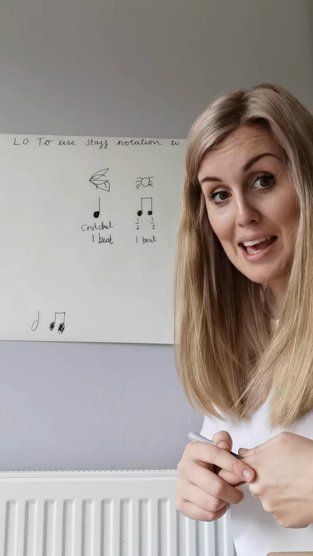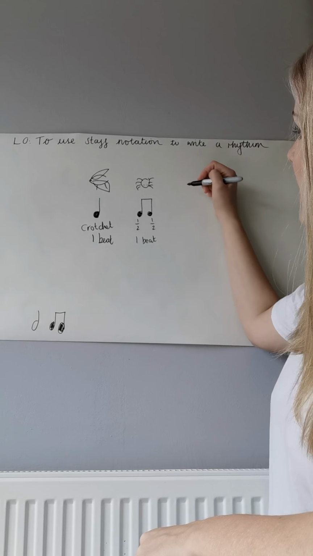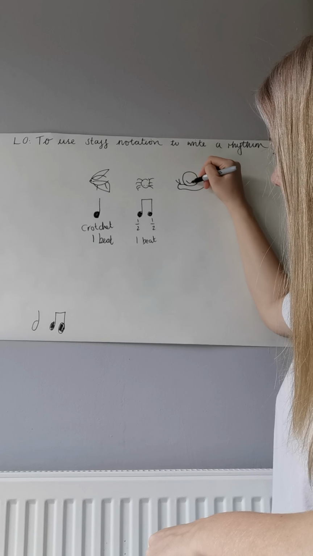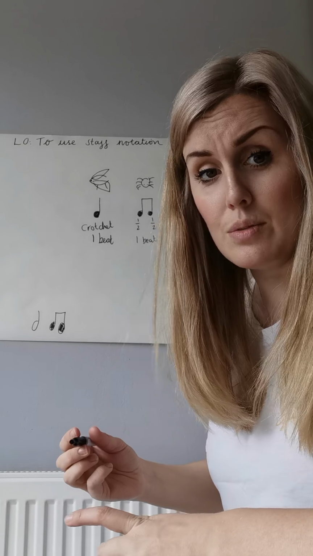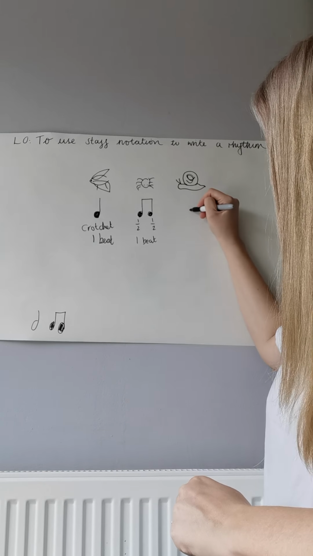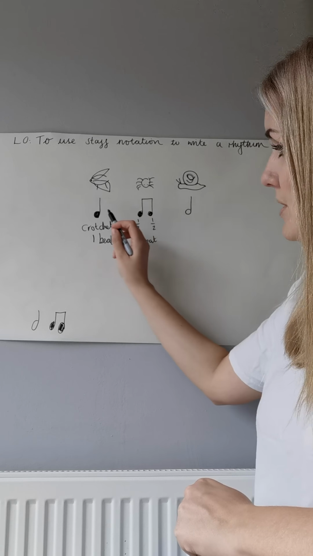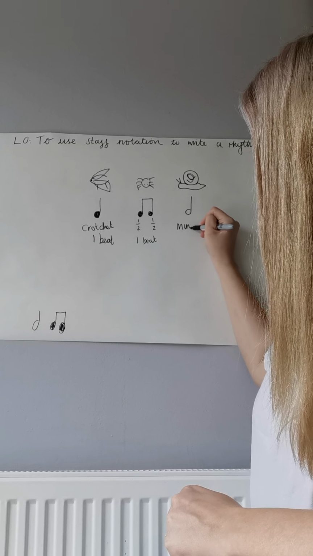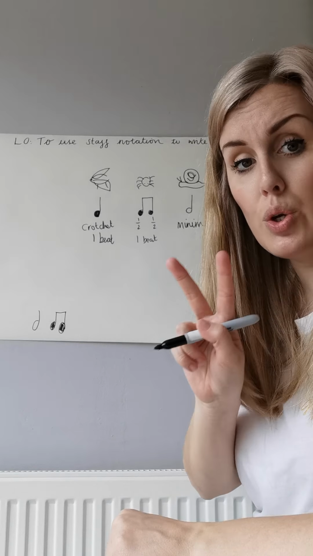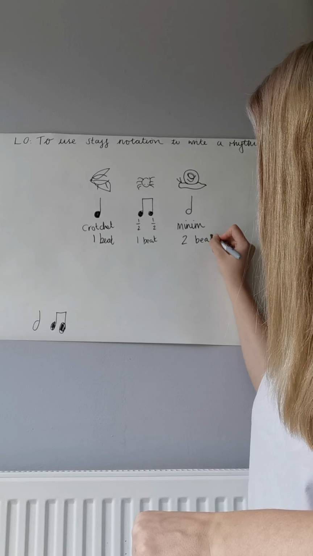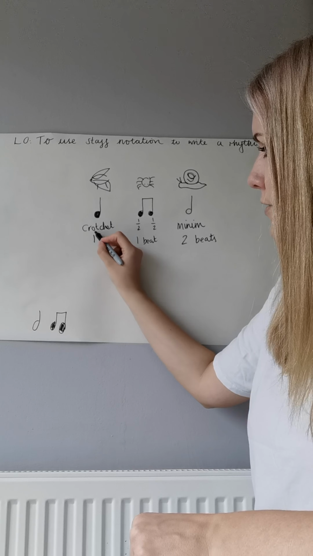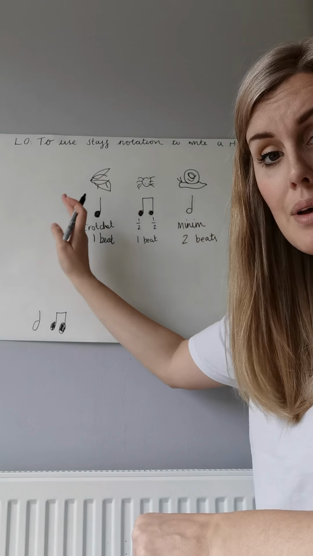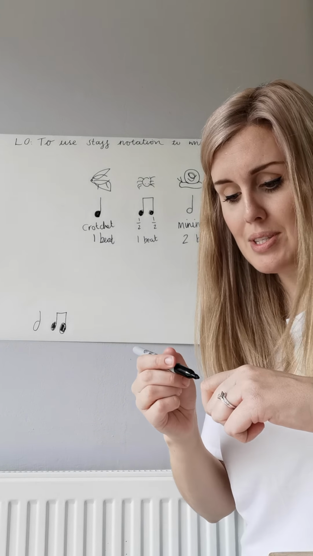Then we've got snail. I'm going to draw a rubbish snail again. So there we go. Oh gosh, I think I need to work on my drawing skills, don't I? And snail is this here. It looks like the crotchet, but it's not coloured in. Okay, and that is called a minim. And a minim is worth two beats. Okay, so technically you could have two crotchets or you could have four quavers and they would make the same amount of beats.